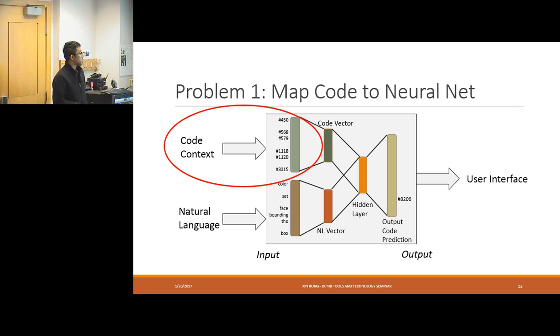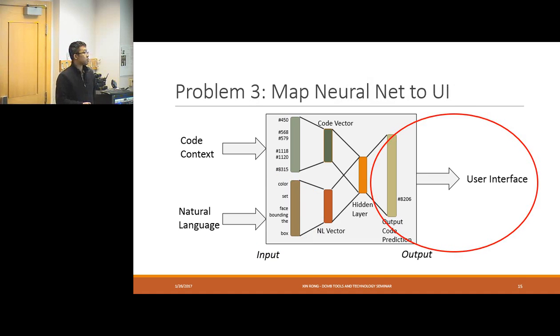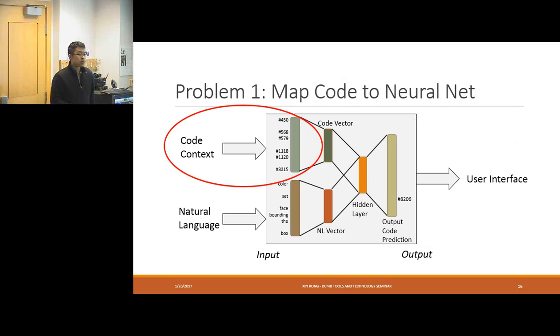The second problem is, given a natural language query, how do we map that to the model input? And the third problem is that the model's output is a multinomial distribution. How do we, first, define the elements in this distribution, and then how do we map that to the user interface? So let's look at these problems one by one. The first problem is how to map source code into this lookup dictionary.